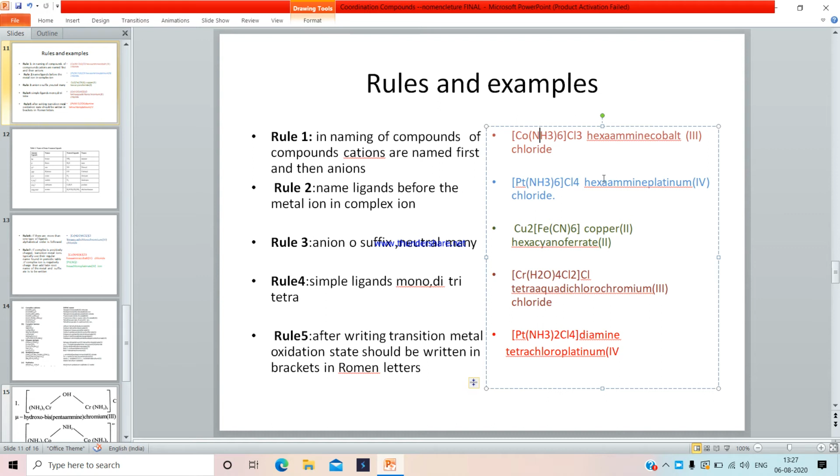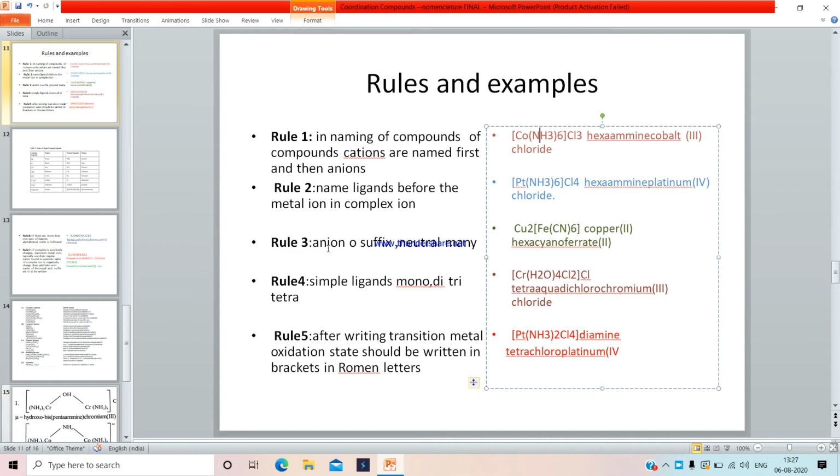So here you can see the examples. If you take this particular sphere, ammonia is written first before the metal. Here also, ligands are written first before the metal. Here also you can take the ligand cyano, it is written before the metal. So likewise, ligands are named before naming the metal in the complex, right?